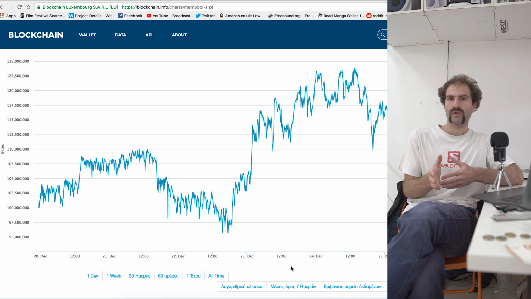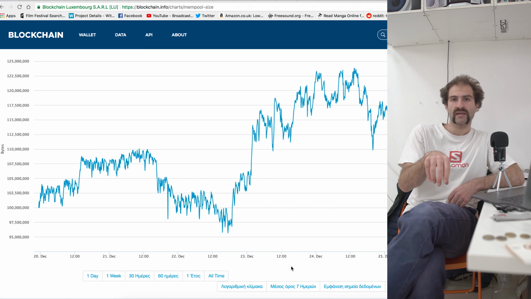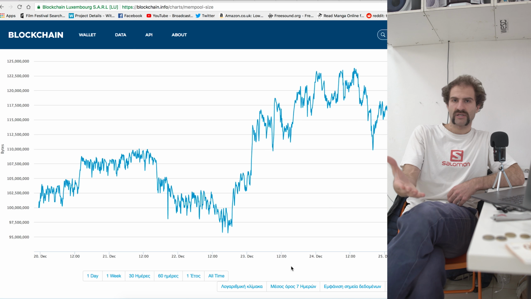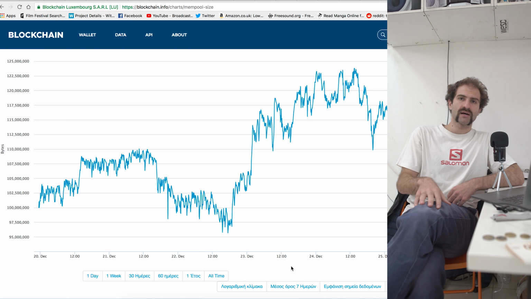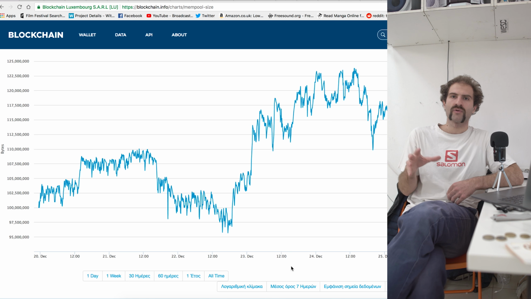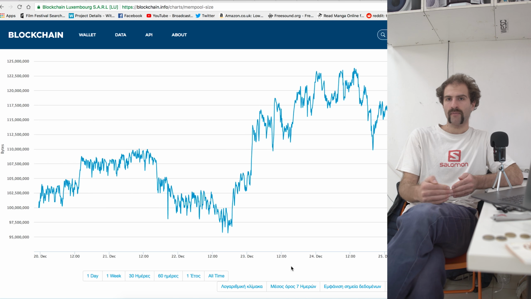It's the memory pool. And that's where all the transactions go before the miners pick them. By the way, the miners also have nodes, so they can see the transactions. And the mempool can also be called the RAM. It's basically the short-term memory where the transactions live before they go on the blockchain.